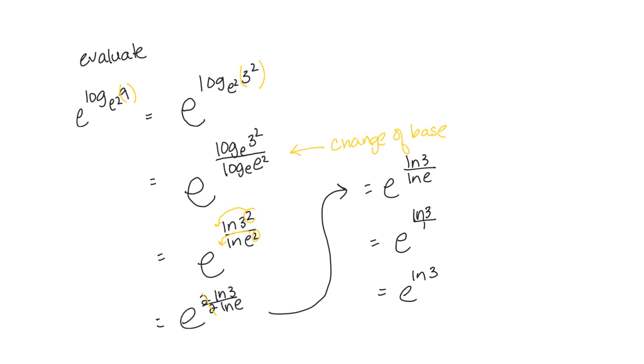And then property 3 kicks in, which says that if the base of your exponential equals the base of the logarithm that is the exponential, so this base right here is the same as this base right here, then the answer is just what you're taking the logarithm of. And so this whole expression is really just 3.